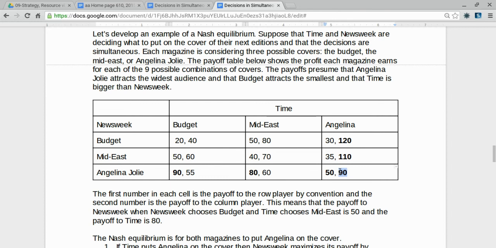The Nash equilibrium in this game occurs when the payoffs are 50 and 90. That's the only cell where both payoffs are highlighted. So the Nash equilibrium is for Newsweek to choose Angelina Jolie and for Time to choose Angelina.